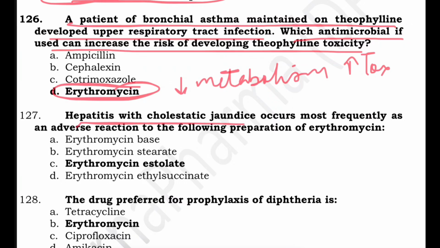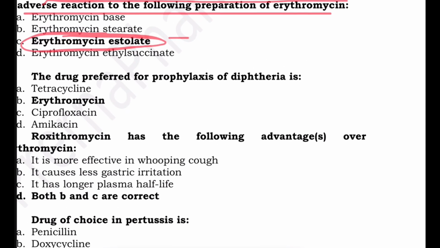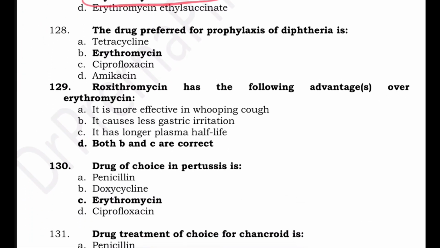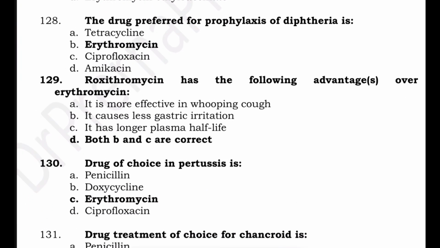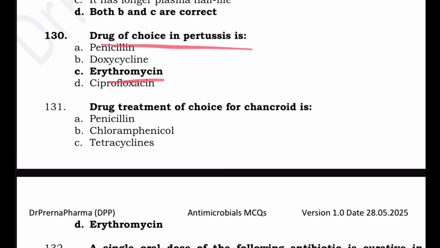Hepatitis with cholestatic jaundice occurs most frequently as an adverse reaction to the following preparation of erythromycin. Hepatitis with cholestatic jaundice occurs with the estolate salt of erythromycin. The drug preferred for prophylaxis of diphtheria is erythromycin. Drug of choice in pertussis is erythromycin. Drug of choice in chancroid is erythromycin.